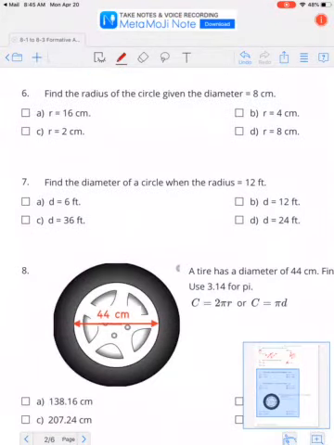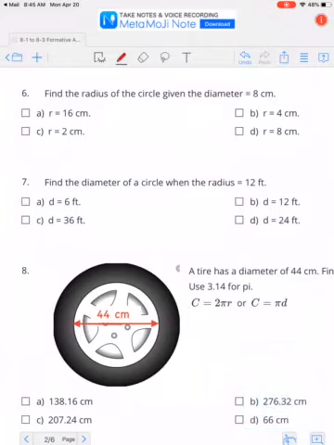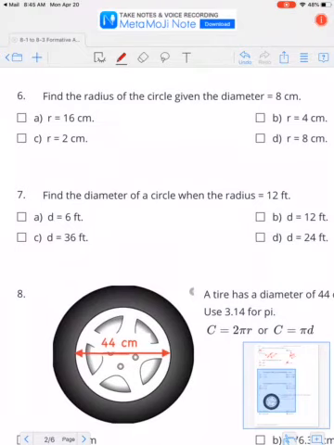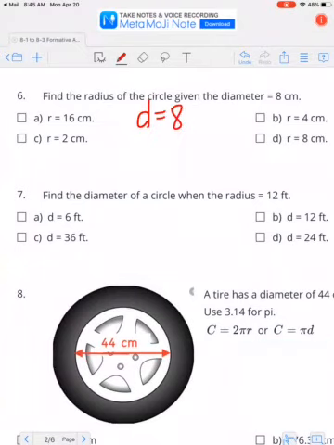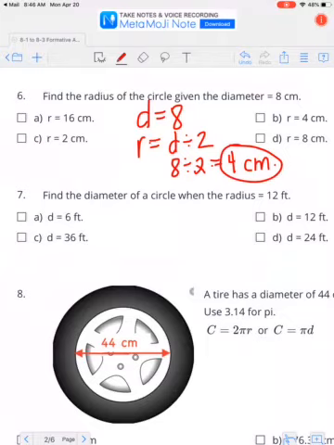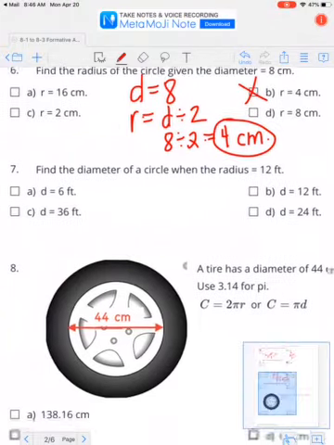Okay, number 6. It says, find the radius of the circle given the diameter of 8 centimeters. So if we have a diameter of 8, in order to find our radius, we have to do our diameter divided by 2. So we're going to do 8 divided by 2, which will give us 4, and we cannot forget our units, so that would be 4 centimeters. And the answer is letter B. R is equal to 4 centimeters.